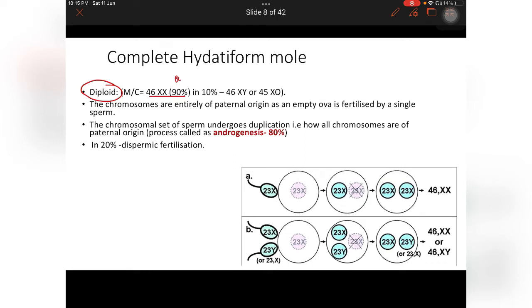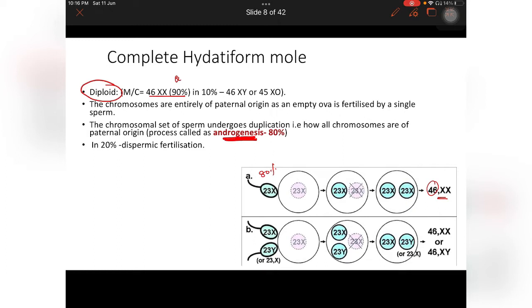So here two things can happen. First condition is called androgenesis, which means a single haploid sperm which has fertilized the ovum can multiply into two. So that is how two sets of 46 chromosomes are there, but still everything is going to be paternal in origin. That process happens in 80% of cases, whereas in 20% of cases, two sperms can fertilize. Again, the result is going to be the same.